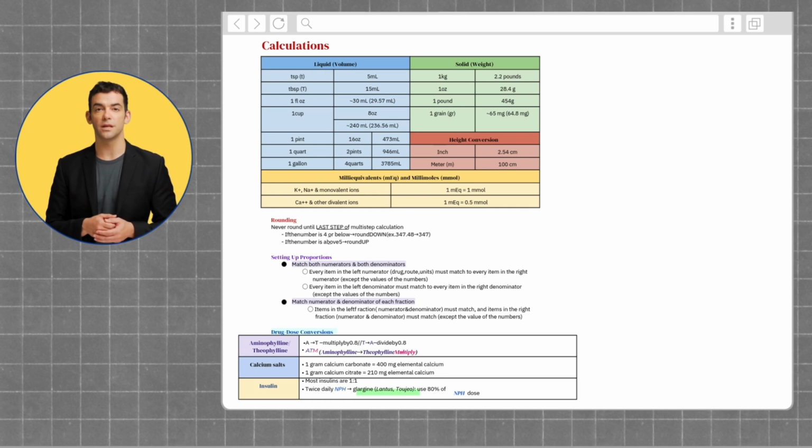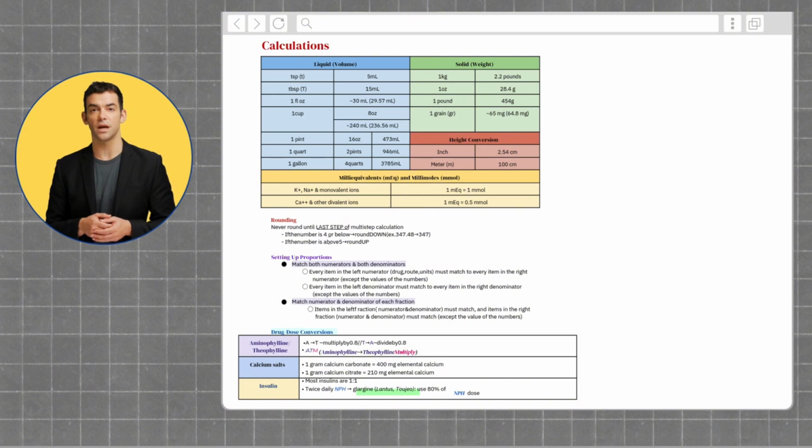For milliequivalents and millimoles, for monovalent ions like potassium and sodium, 1 milliequivalent equals 1 millimole, while for divalent ions, 1 milliequivalent equals 0.5 millimoles. It is very important to know your rounding rules.